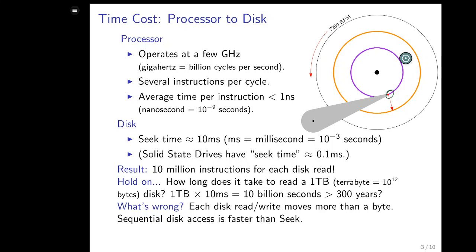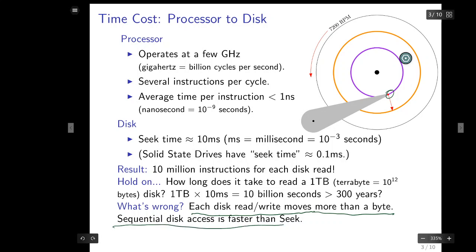So you read, this is the important part here. Each disk read or write moves more than one byte, it moves a chunk, and sequential disk access is faster than seek, so that's the way it works. Consecutive memory locations from a disk.